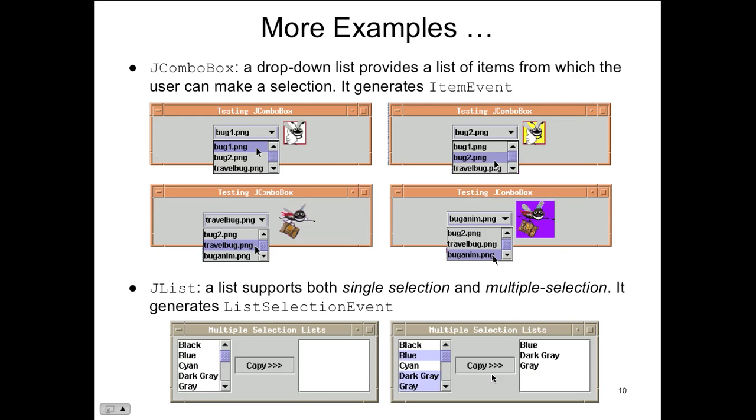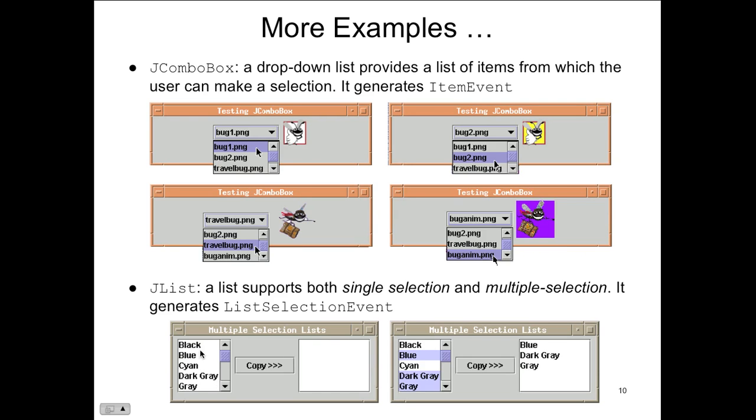Here are some more examples. I have a little GUI here. Here's the JComboBox. We've all seen those before, where you've got a list of items that show up. It's a drop-down list that provides a list of items from which the user can make a selection. It generates an item event. This one was selected. That one was selected.